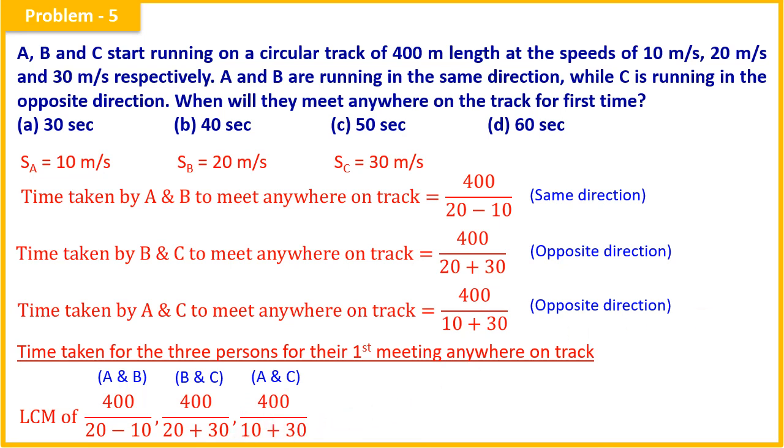So the LCM of 40, 8 and 10, if we take, is equal to 40 seconds. So all the three players will be together at any point on the circular track after 40 seconds from the start. Option B is the right answer.